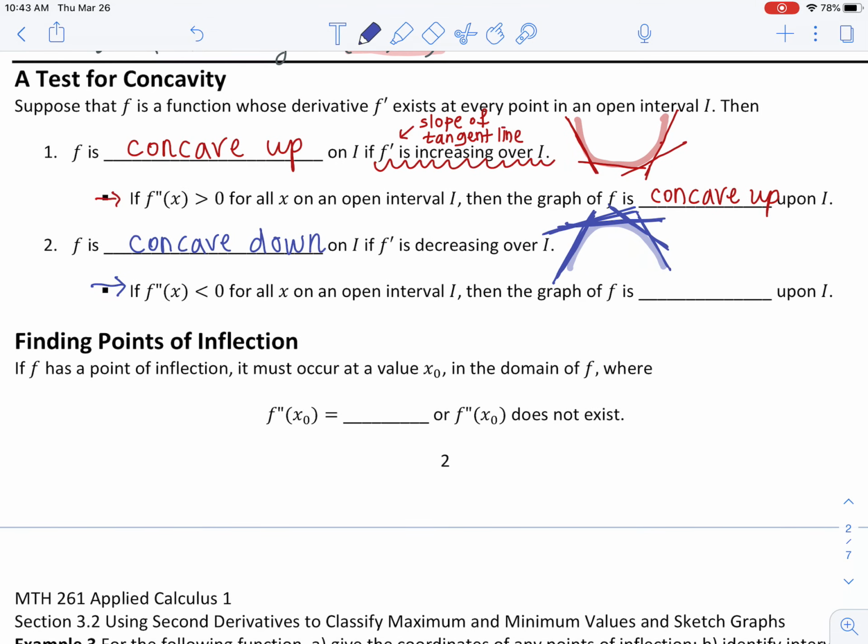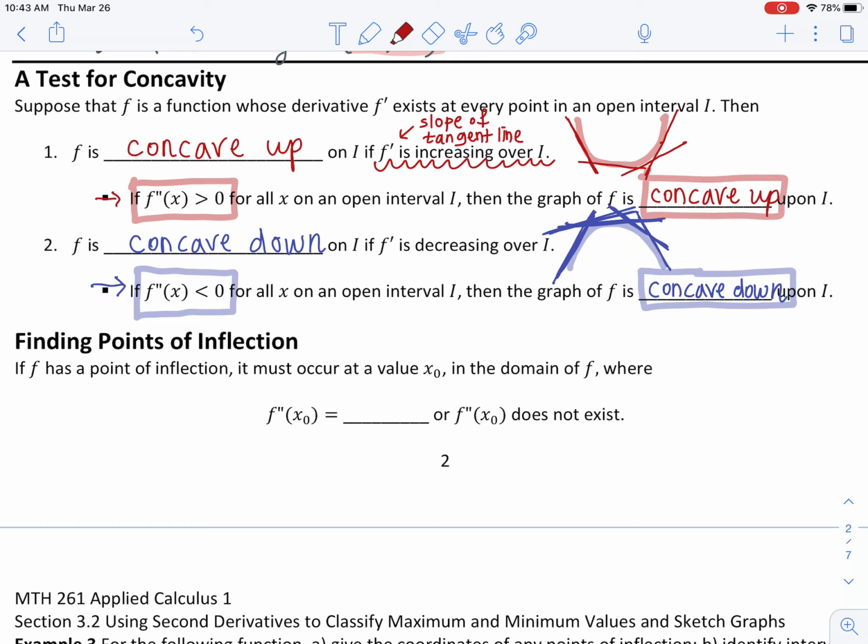All right, the second one: if the second derivative is negative for all x on an open interval I, then the graph of f is going to be concave down. I hope I'm making sense here. But if I were to highlight a couple important things here, if the second derivative is negative, then it's concave down. And if the second derivative is positive, then this graph is going to be concave up there. So remember those two things that I just highlighted. Those two are going to be the important pieces for examples 3 and 4.